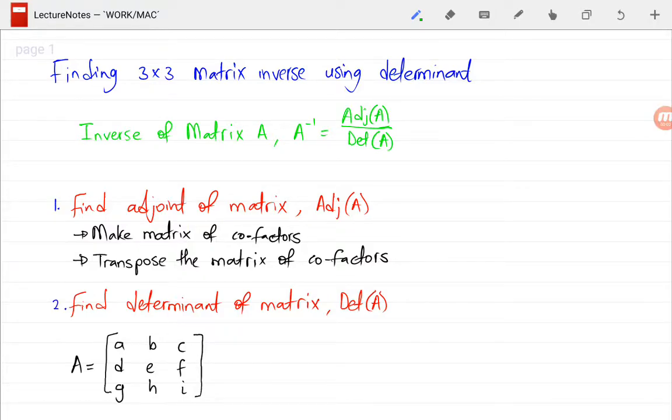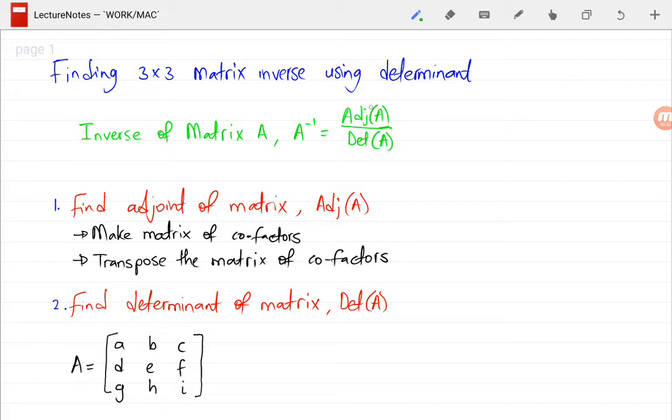Good day. Today we're going to be going over finding 3 by 3 matrix inverses using the determinant. And for that, first of all, we need to know the formula for finding a 3 by 3 matrix inverse, and this is it here. It just says that it's the adjoint of a matrix A, which we're going to be using today, divided by its determinant.